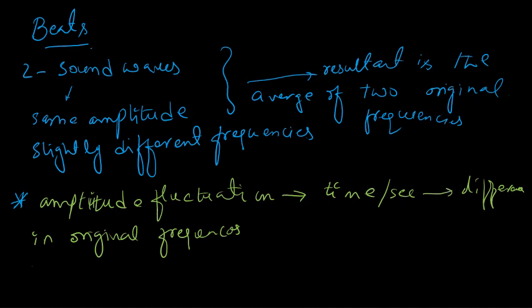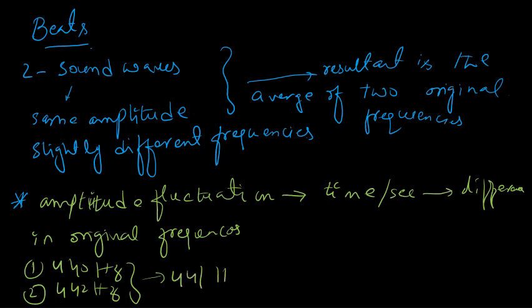That is, if one source has a frequency of 440 Hz and the other has 442 Hz, then the sound we will hear will be of frequency 441 Hz. That is, it will consist of two loudness peaks. There will be two beats per second, heard from these two sound sources of the same amplitude and slightly different frequency.